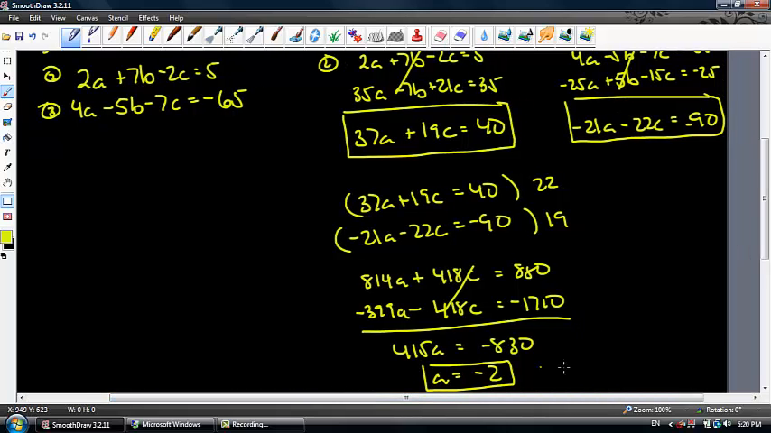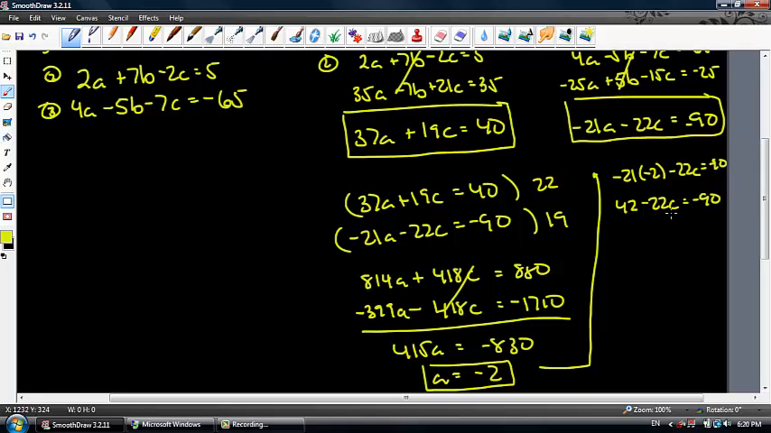So if I pump this in here, I'm going to get negative 21 times negative 2 minus 22c equals negative 90. Whoops, I'm out of space right there. That should be a 90. So what I get is 42 minus 22c equals negative 90. I'm going to subtract 42 from both sides. Negative 22c equals negative 132. c is going to equal 6.